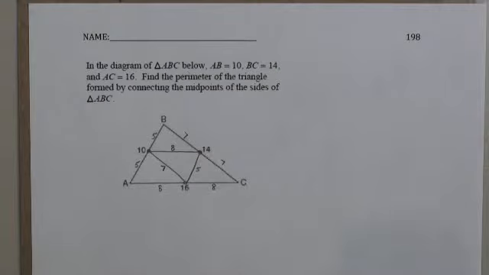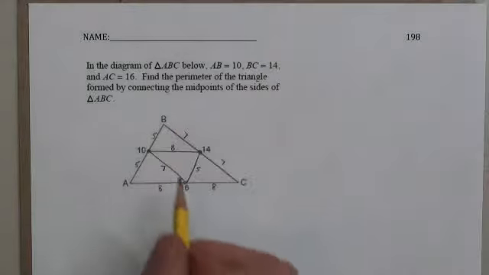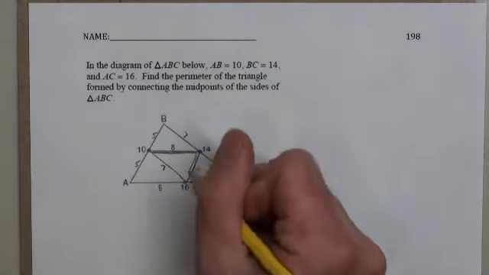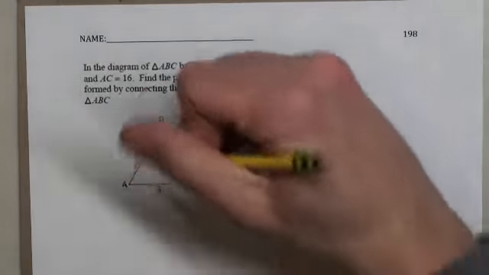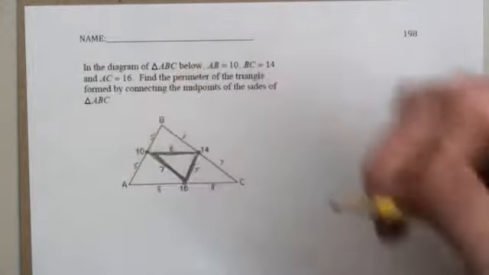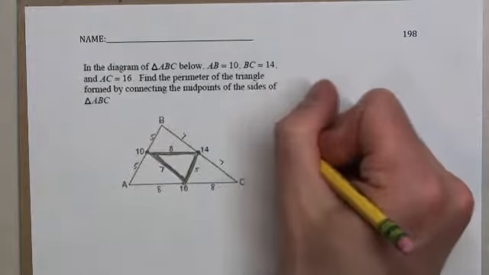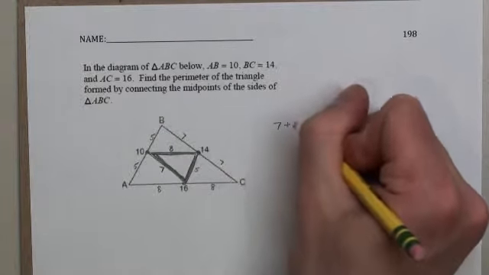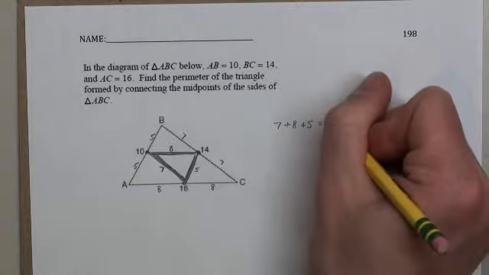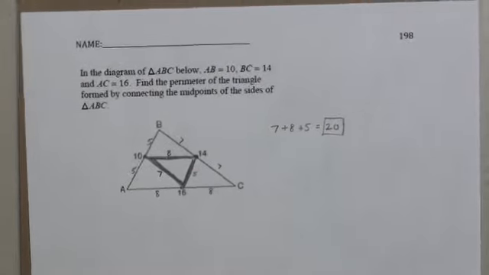So find the perimeter of the small triangle now. They want the mid-segment triangle. They want the perimeter of that one. That would be 7 plus 8 plus 5, which is 20.